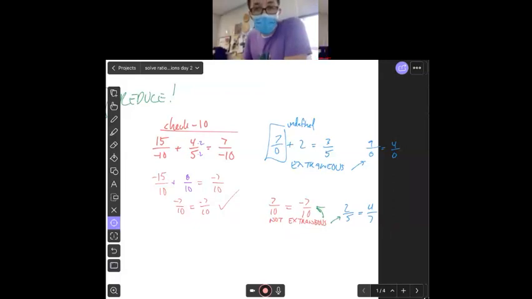Peyton, so one or both? Yeah, some part of the problem has to be undefined in order for it to be extraneous, right? It can be one of the fractions, it could be both fractions. If this one was also a fraction, then all three could be undefined.